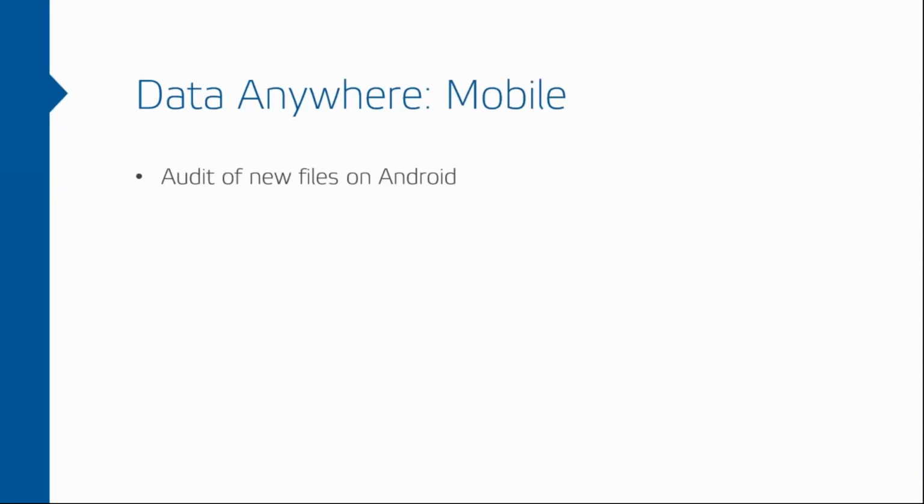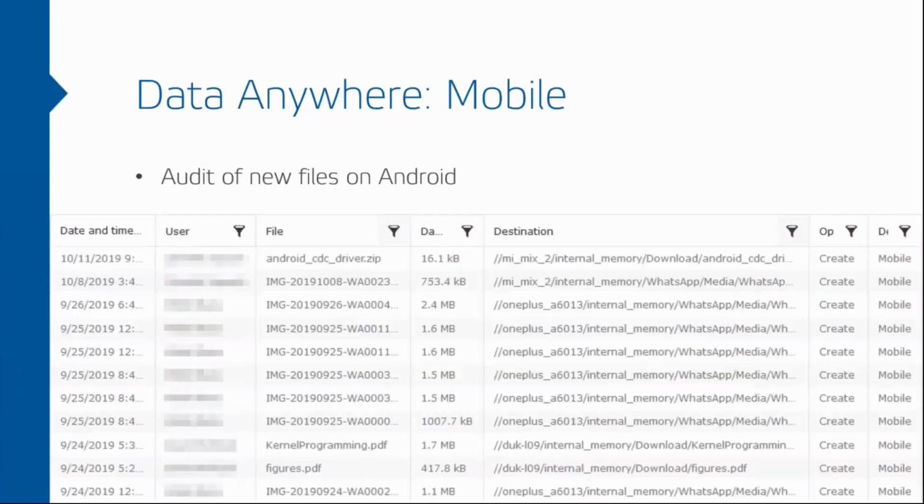So as mentioned previously, on mobile, especially on the Android platform this time, we are bringing audit of new files. What this means is that when you download a file to your mobile phone or you create it right on the mobile phone, Safetica Mobile, which is running on the Android, will be able to recognize this and send information about these actions to the Safetica management service.